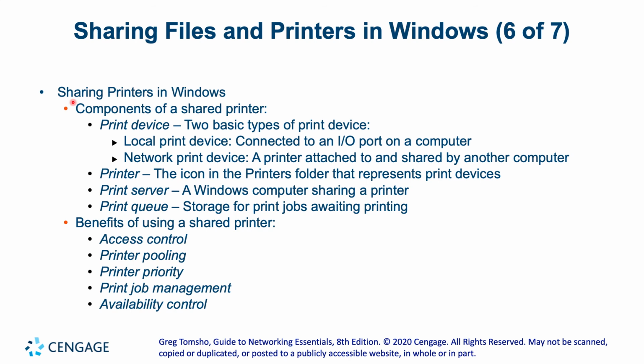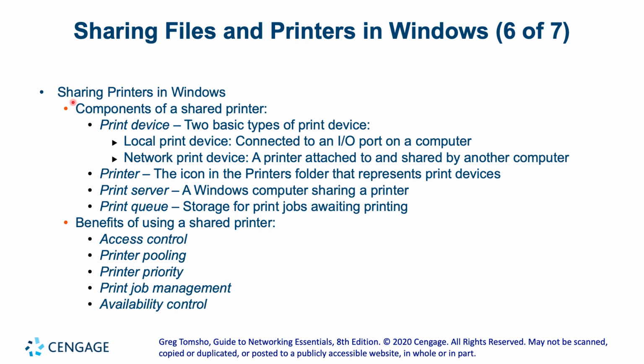So for instance, if I'm in a law firm, the lawyers or the partners are going to get their print jobs faster than the clerks. So you can say this person's print job is more important than another. It'll come out of the printer first when people are waiting. Print job management allows me to view everybody's print jobs in one place and be able to delete jobs or restart jobs. And then I can have availability control, so I can limit what days of the week and what hours the printer can be used.